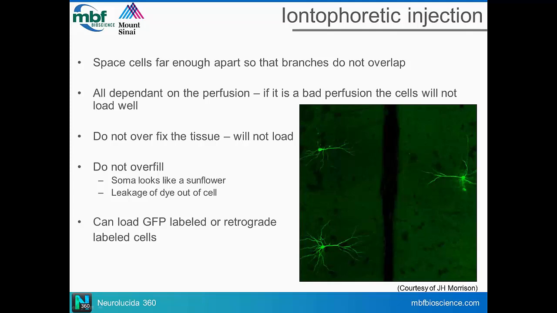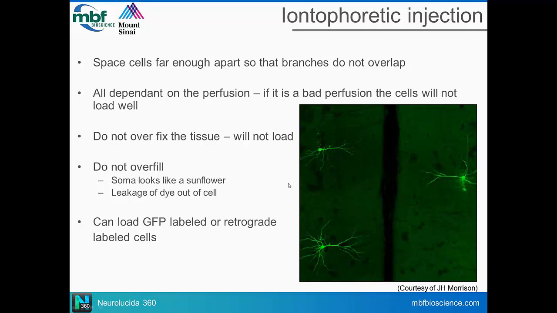So that's where that sweet spot of the section thickness really comes in. It's a trade-off between the arbor extent that you might be looking for in the cell type you're interested in, as well as the working distance of your microscope and what you're setting up for that.